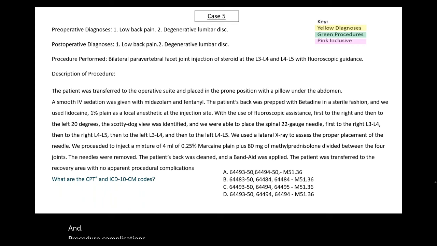What are the CPT and ICD-10 codes? You have 2 minutes to solve.